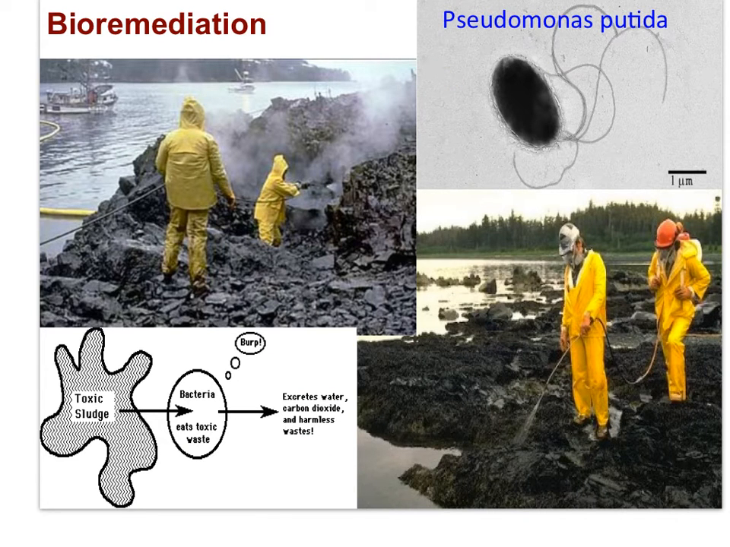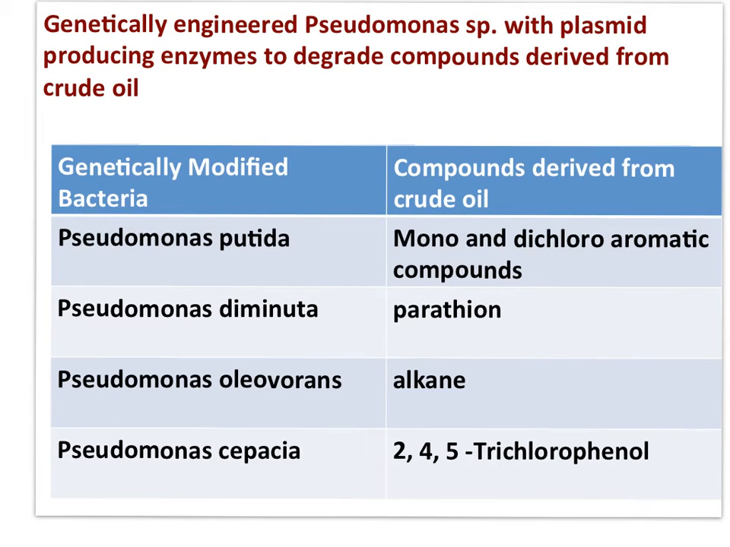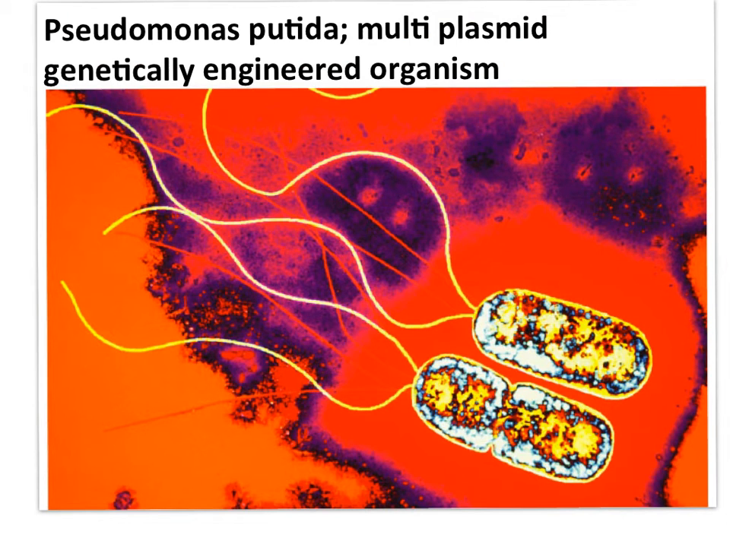Pseudomonas species can be sprayed onto oil spills for the purpose of metabolizing the oil. A number of Pseudomonas species have been genetically modified with a plasmid that serves to produce enzymes that degrade compounds derived from crude oil. Here is a color-enhanced micrograph of Pseudomonas putida, a multiplasmid genetically engineered organism that can metabolize organic hydrocarbons. Pseudomonas putida is naturally found near or around oil.